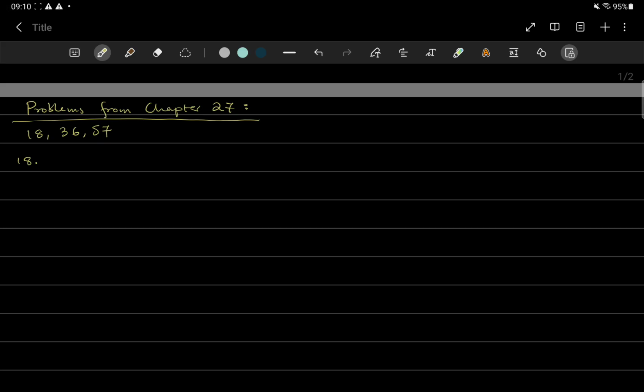If you want to refer to it, you can go to the book and refer to it later on, but I'm just going to read it out for now. So we're going to do chapter 27, question number 18. You have a particular figure which is given as the following.